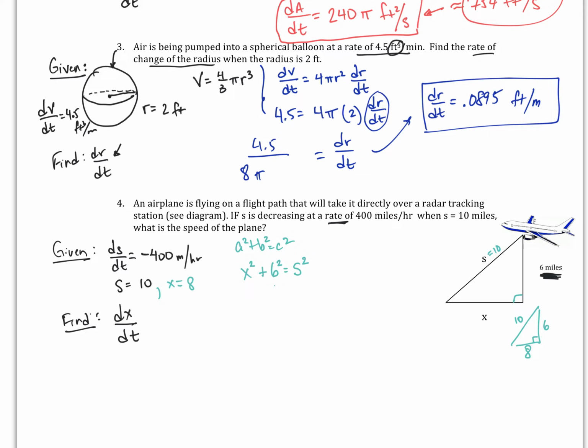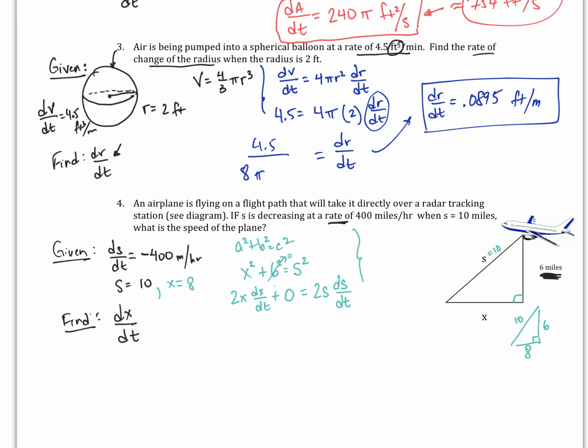Okay, let's take the derivative here. I'm going to implicitly differentiate now that I've developed the formula. Now I know what I'm solving for. I'm going to implicitly differentiate. So this gives me 2x dx/dt plus 0. The derivative of a constant is 0, equals... oops, sorry. I need to put 2s and ds/dt. So that's what I end up with there.